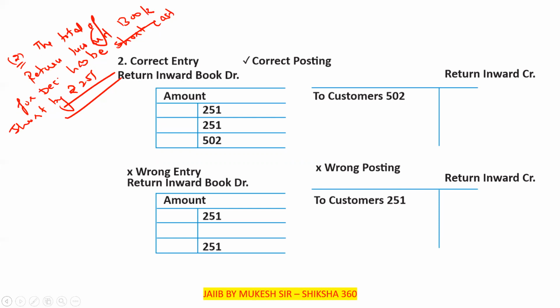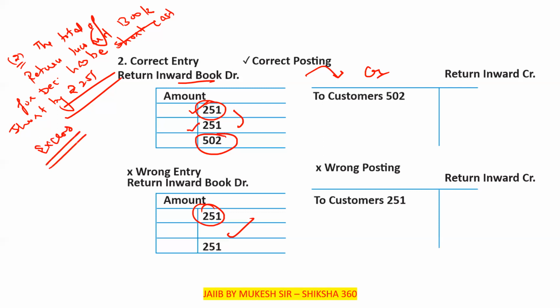So the correct entry: it is shown by rupees 251 less in the return inward book. Clear? So we have to debit that and we have to credit that. This one is the rectifying entry. This one is the actual and this one is the short. So this one comes out to be the credit. Earlier they were doing only 251. Now they show why there is an excess credit.